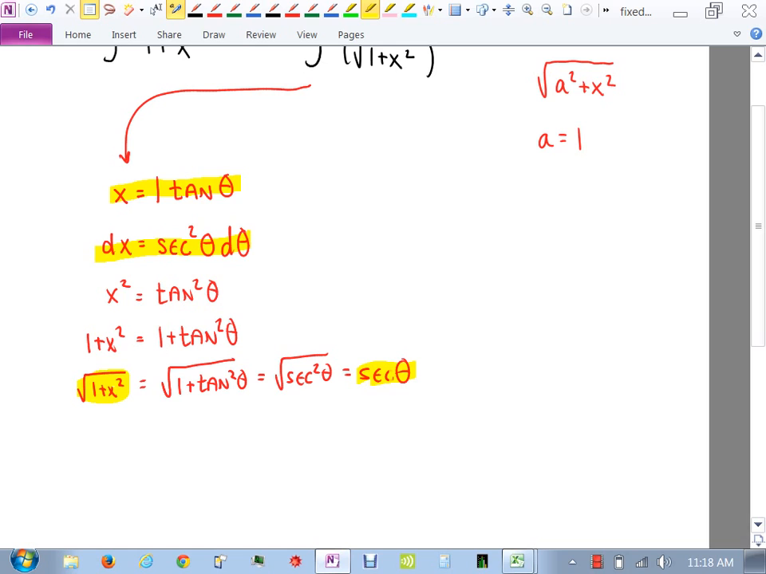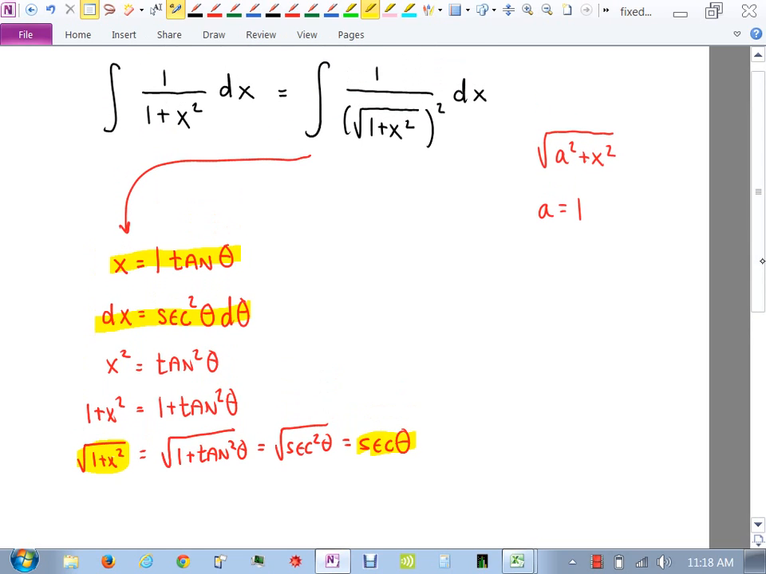All right, time to go do this now. I'm ready to rewrite my integral. Here it comes. Integral 1 over, now what is the square root of 1 plus x squared? Secant theta, but what am I going to do with that? Squared. I'll put the squared on the outside. But what's dx? Secant squared theta d theta, right?